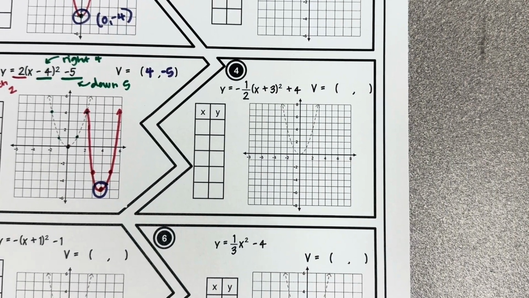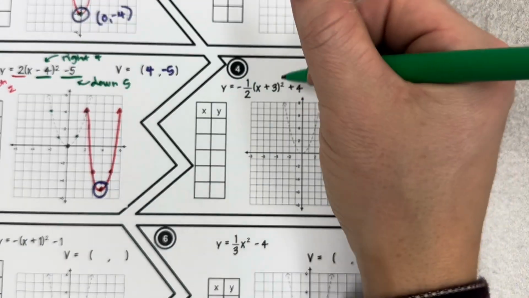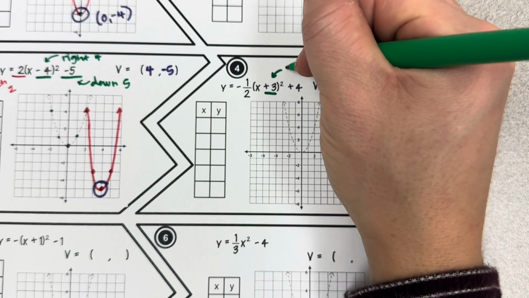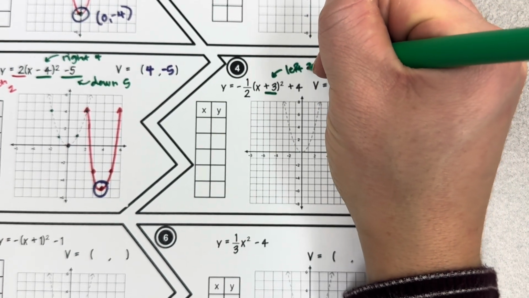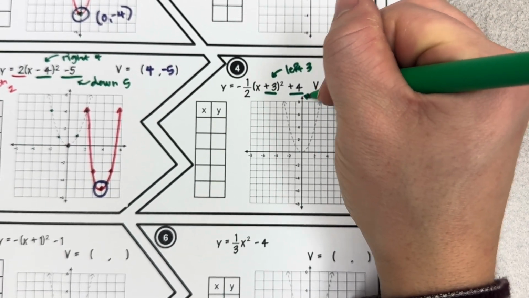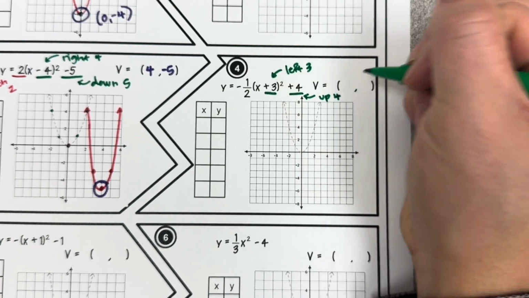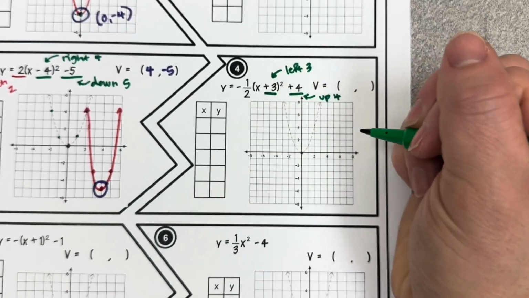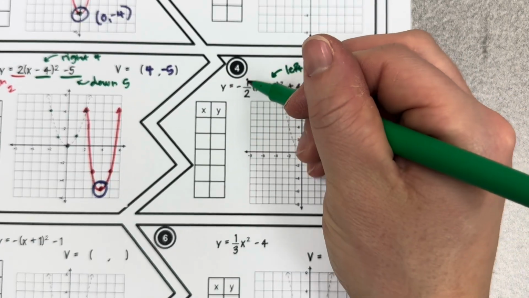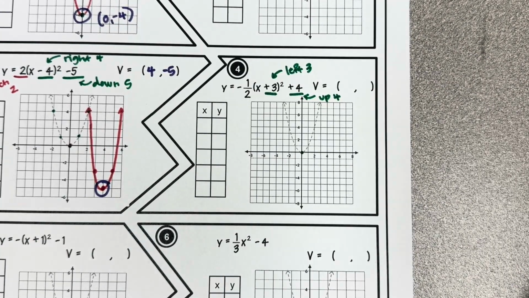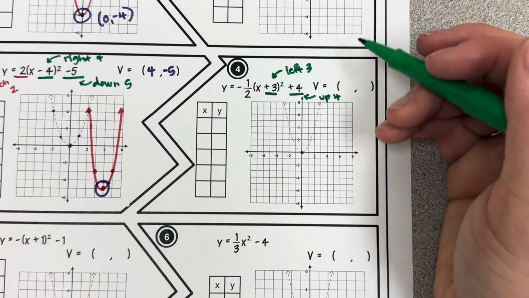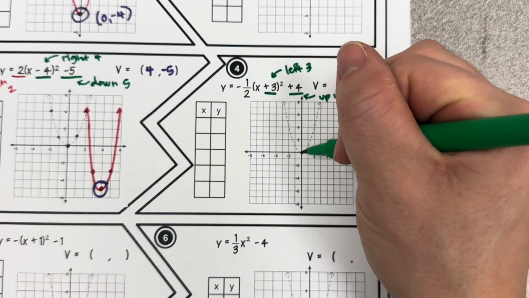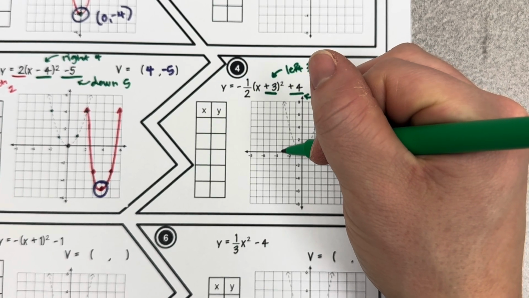Number 4, I see some transformations. Let's go ahead and focus on those first. Okay, so +3 means I'm going to the left 3 on the inside, +4 on the outside means I'm going up 4. Okay, from my points, I'll go ahead and just focus on the vertex because I do have what we call a compression, and that's because it's a fraction here. Okay, so now I have, let's go to the left 3. 1, 2, 3, and up 4.